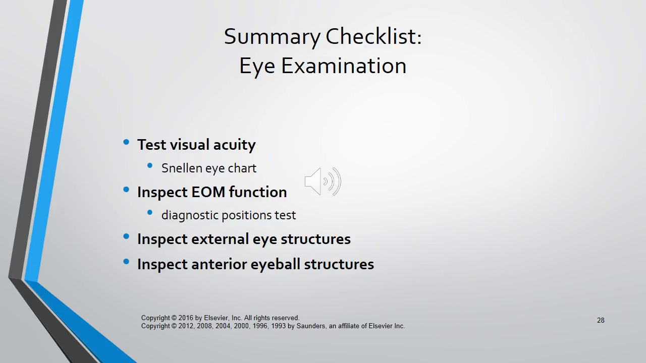So your summary for your eye assessment: test visual acuity using the Snellen eye chart, inspect extraocular movements with the diagnostic position test, inspect external eye structures, inspect anterior eyeball structures.